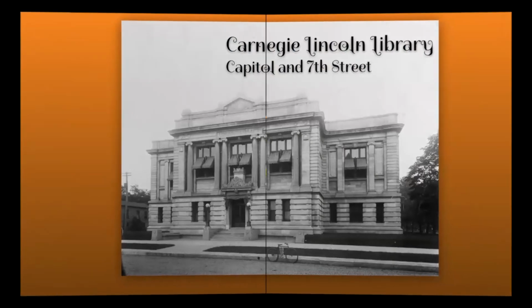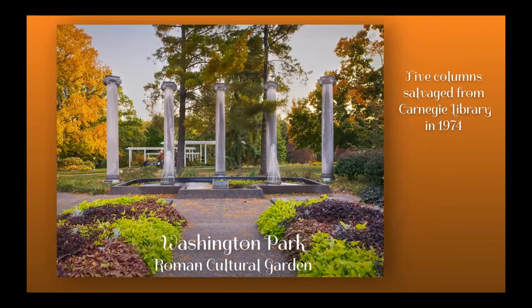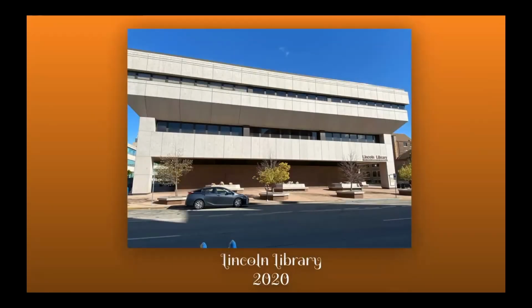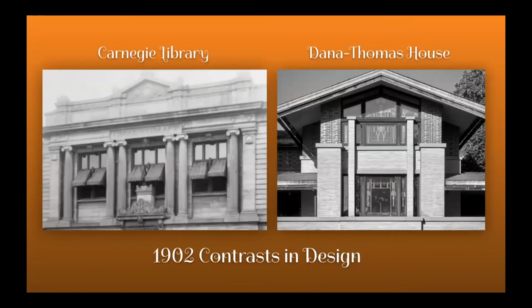Notice the 6 columns. The columns from the Carnegie Library now stand in the courtyard of the horticultural area in Washington Park. Notice there are only 5. Sadly, one broke when being removed from the building. The new modern library was then built at the same location of 7th and Capitol. What a stark contrast between the Carnegie classical revival architecture with that of Frank Lloyd Wright's prairie design, located just blocks from one another. Yes, a lot was happening in 1902.